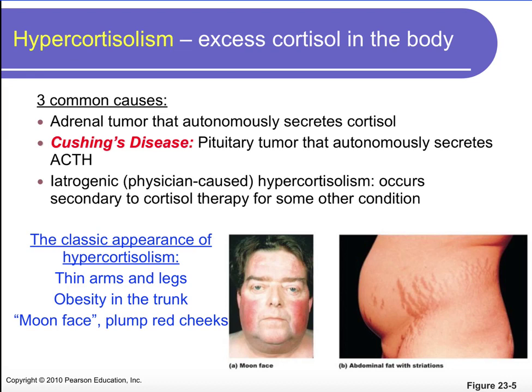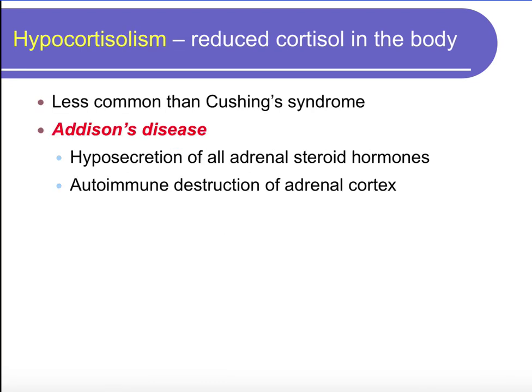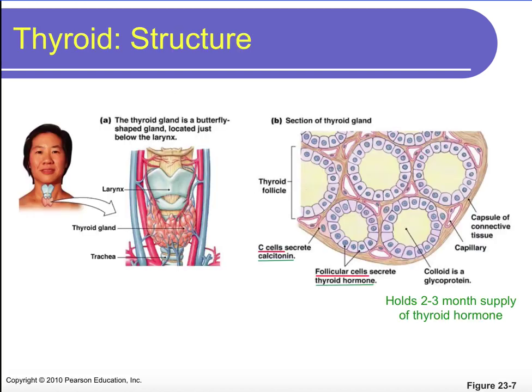which are these really plump red cheeks. If you can have hyper, we can certainly have hypocortisolism. So this is too little cortisol produced in the body. This is less common than Cushing's disease, and an example is Addison's disease. So here we have hyposecretion, low secretion of all of our adrenal steroid hormones. And we think it's because the immune system is destroying the adrenal cortex.